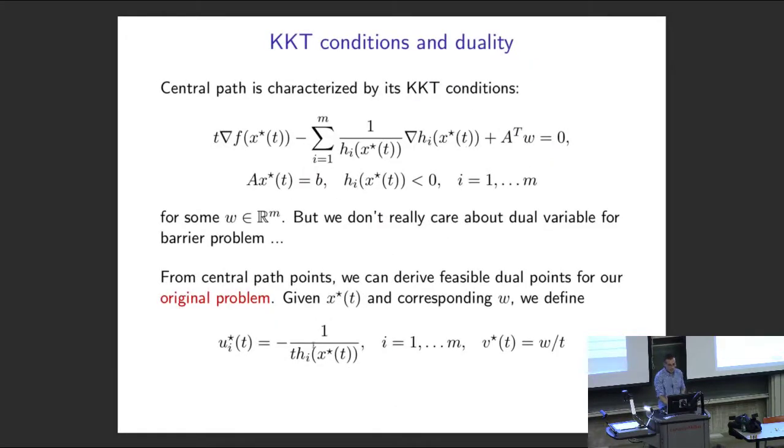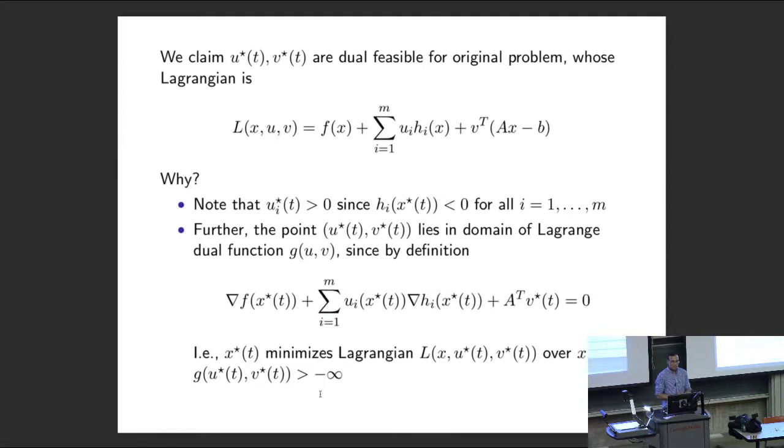And it turns out to be a very simple answer. If you were to solve the KKT conditions to get x star and w, we could then just define dual variables u and v. Okay, u are going to correspond to the inequality constraints, and v to the equality constraints, as follows. So v I'm going to take to be the w that I got from the KKT conditions divided by t, and u is going to be negative 1 over t times hi of x. Those are two definitions of variables at this point. And what we're going to see is that they're actually dual feasible for the original problem.